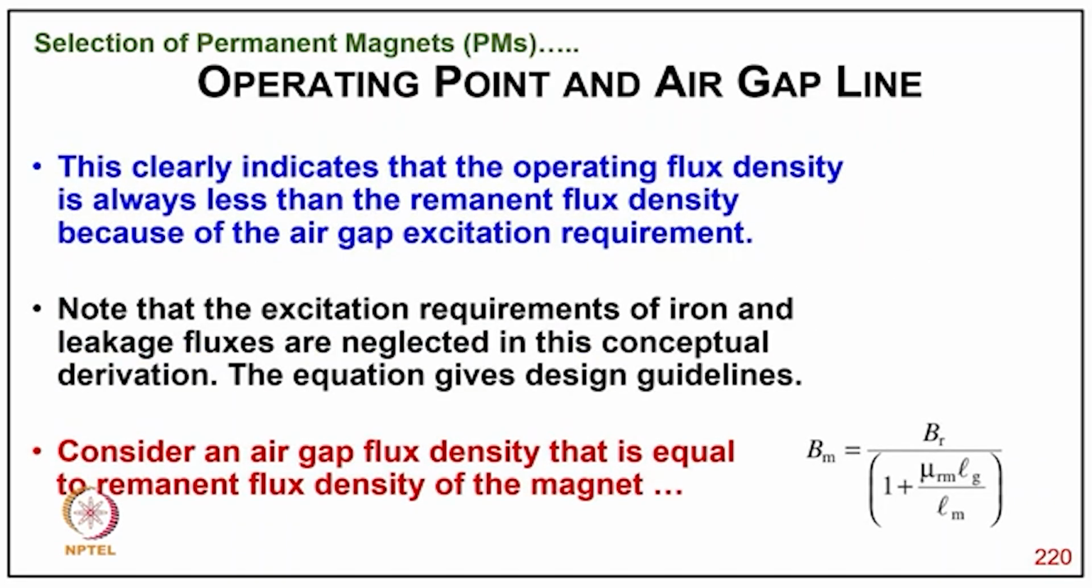So this clearly indicates that the operating flux density is always less than the remnant flux density because of the air gap excitation requirement. Note that the excitation requirement of iron and the leakage flux are neglected in this conceptual derivation. The equation gives a design guideline. Consider the air gap flux density equal to the remnant flux density of the magnet: Bm equals Br upon 1 plus mu_rm Lg upon Lm.